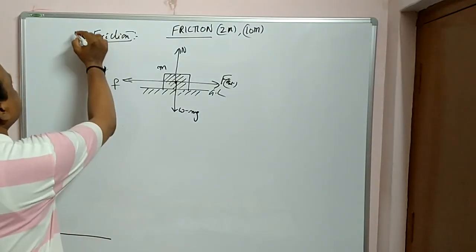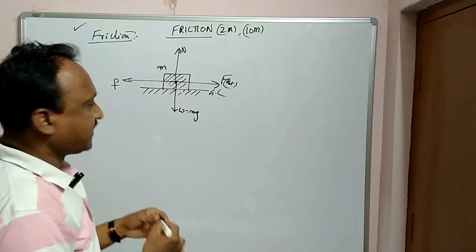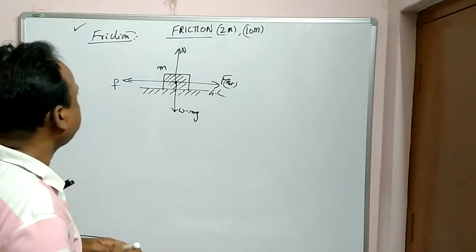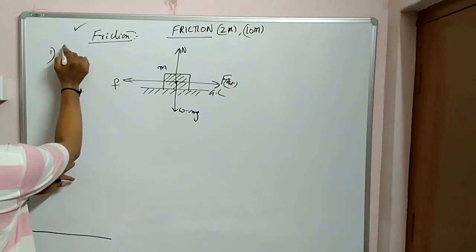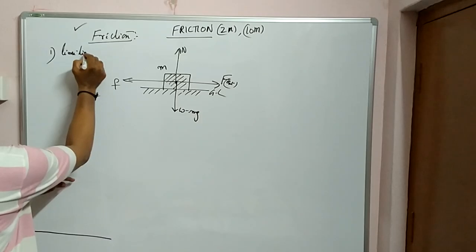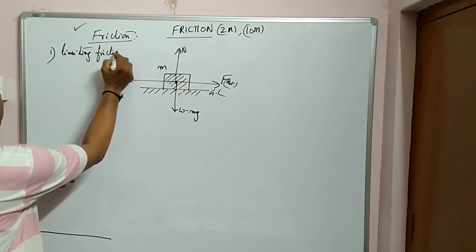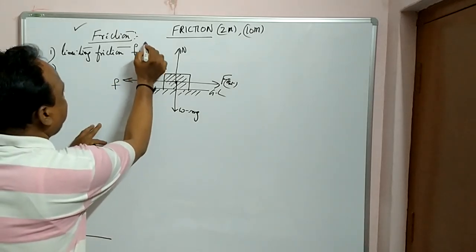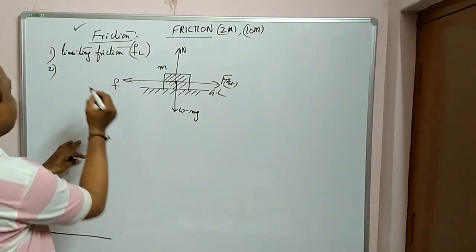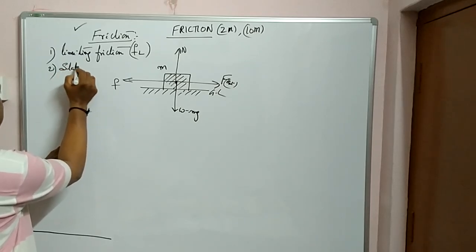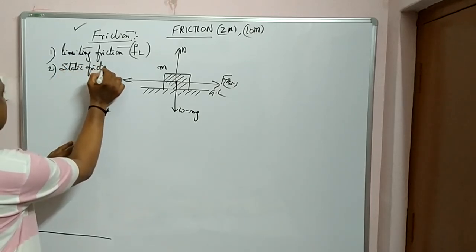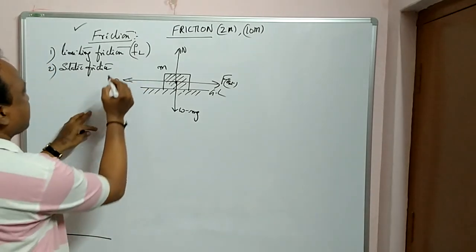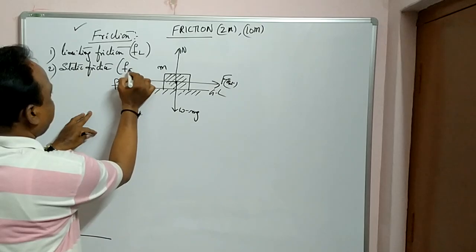Now in this friction chapter, let us go further. We will try to learn different terms. First one, limiting friction, which is indicated by F suffix L. Then static friction, or F suffix S.